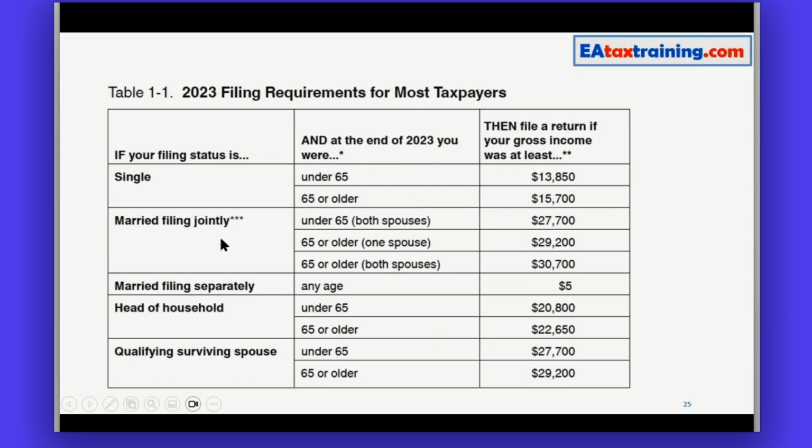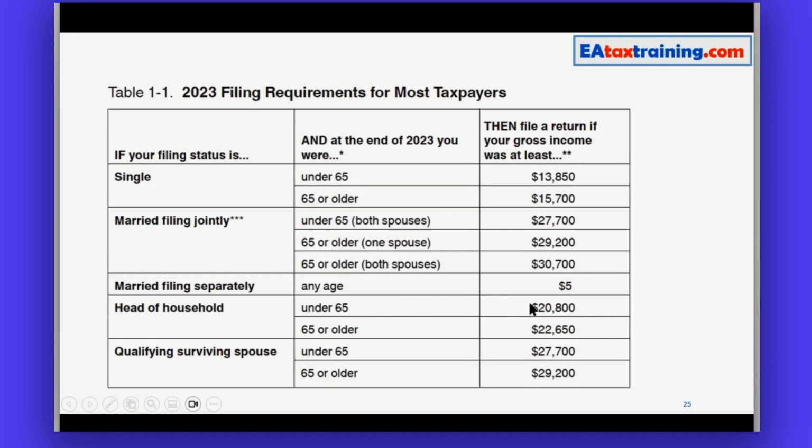And then you can see the amounts for the other filing statuses. Married filing joint under 65 is $27,700. Not coincidentally, that is twice as much as the single amount of $13,850 because there's 2 people instead of 1. You can see here, if you're married filing separately, then you have to file if you have at least $5 of gross income. So basically, if you're married filing separately, you have to file the tax return.